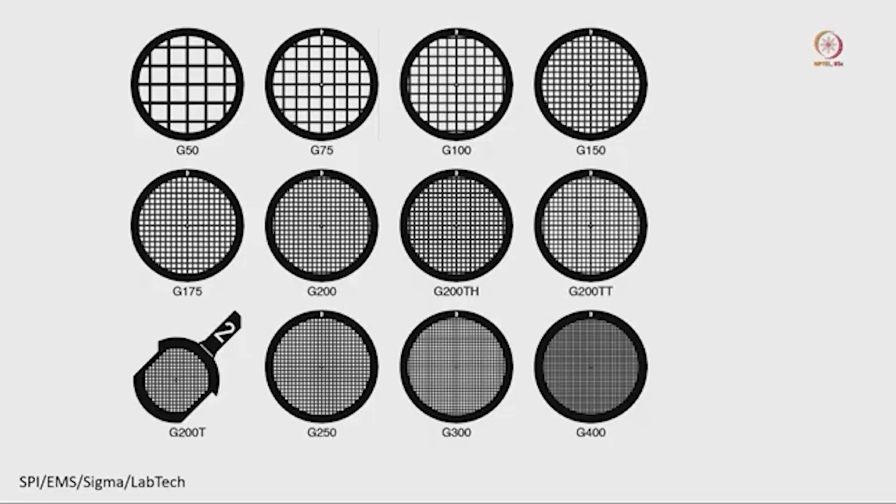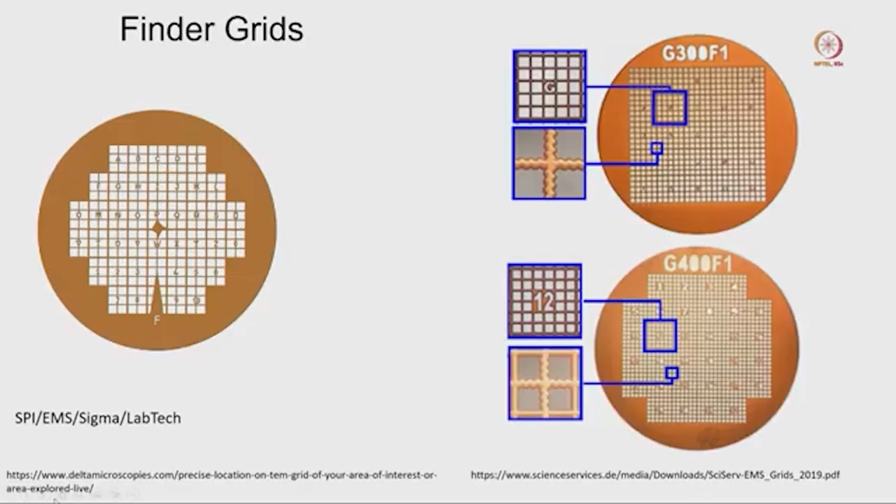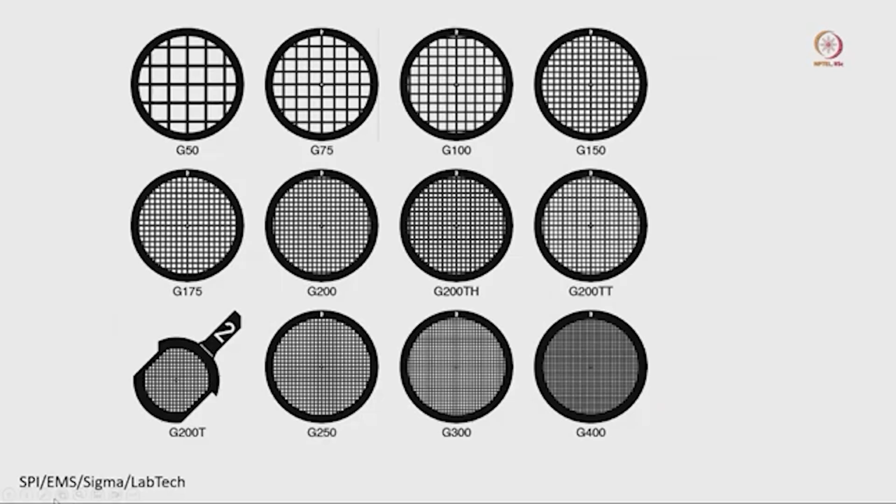Now, here I am giving some examples. These images are taken from the websites of some of these companies. The grids are generally supplied by SPI or Electron Microscopy Sciences, that is EMS, or Sigma, LabTech. They are supplying the grids. Here also you can see that grid.